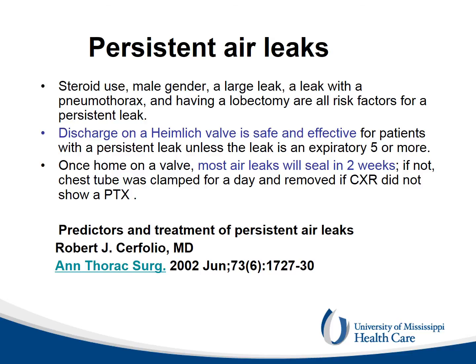This review by a University of Alabama group shows that prolonged air leaks are more frequent in steroid use, male gender, a large leak, a leak with a pneumothorax, and having a lobectomy. Discharge with a Heimlich valve is usually safe and effective for persistent leak less than level 5. Most air leaks will seal in 2 weeks. If not, the chest tube was clamped for a day and removed if chest X-ray didn't show a pneumothorax.